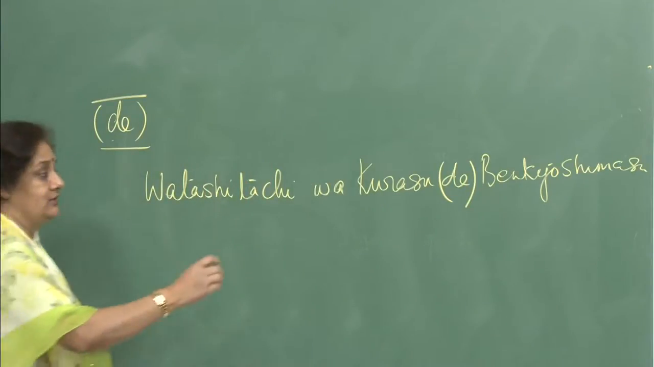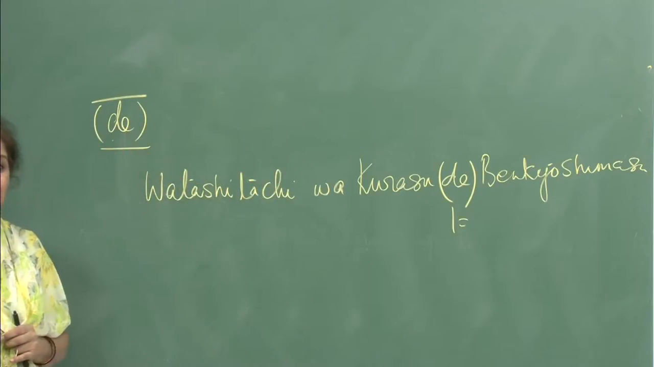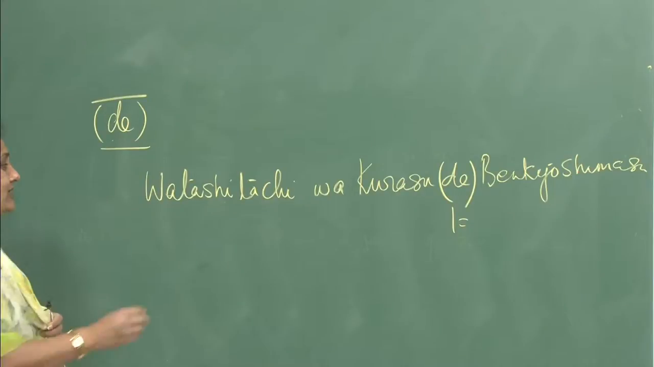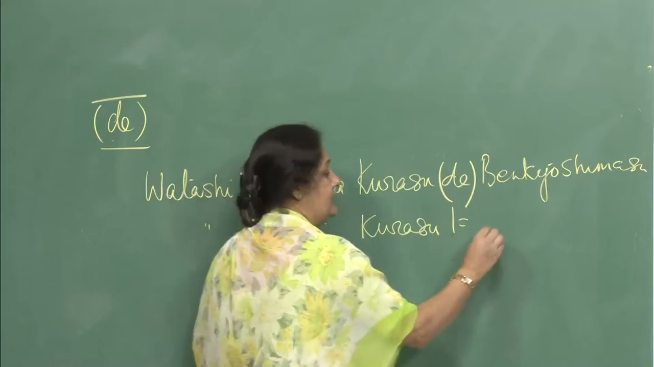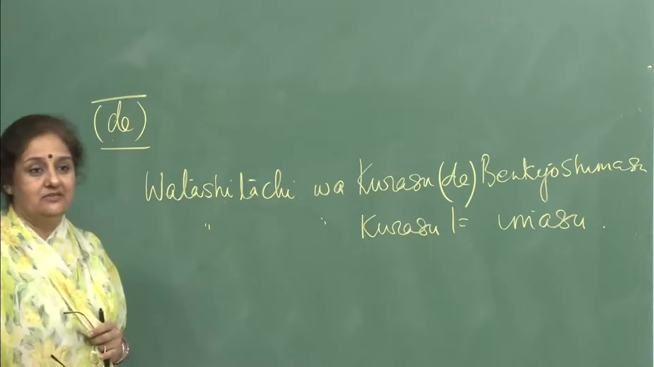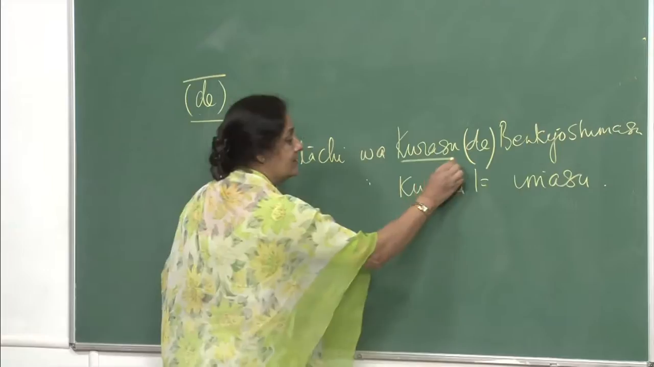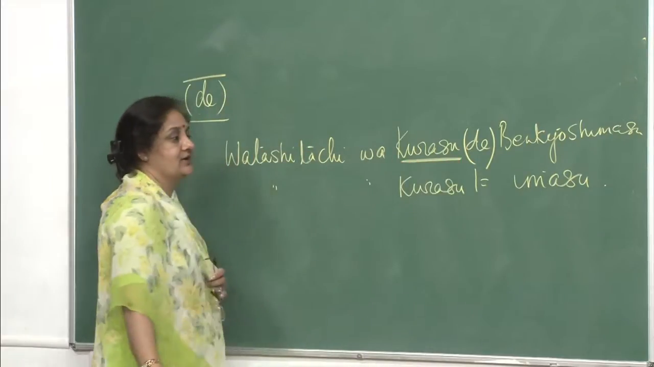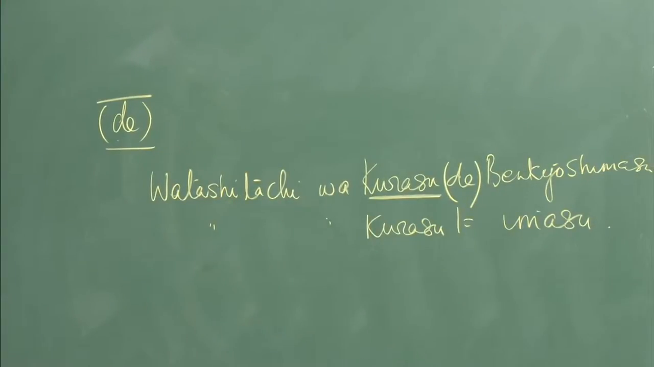Now, you will say, why not ni over here? This is a little different, because with ni, you indicate presence. So, watashi tachi wa kurasu ni imasu. We are present over here, but what is the activity we are doing? We are studying. So, we are studying in the class. Watashi tachi wa kurasu de benkyou shimasu. Please remember, with de, it is action at a place, and with ni, it is presence at that point or location.